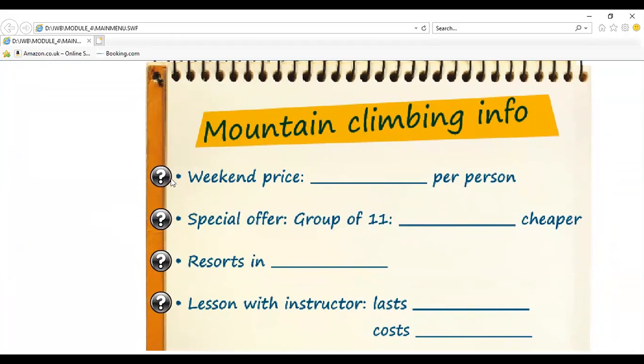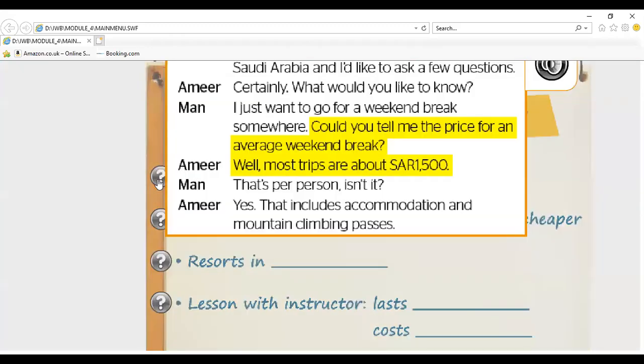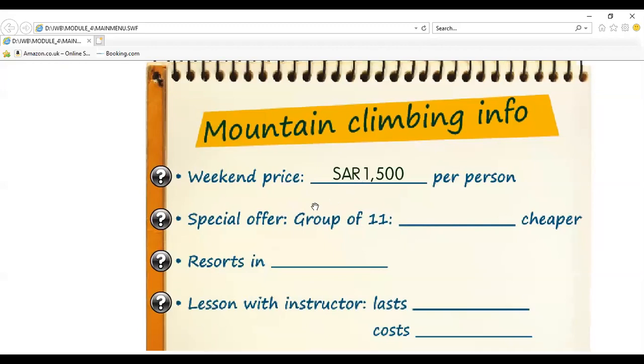Okay, guys. So, first point, weekend price per person for one. As he said, look at the price. 1,500 Saudi Riyal. Exactly correct. Special offer for this group.